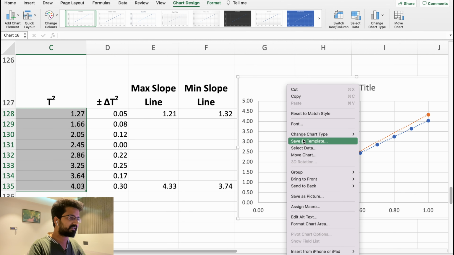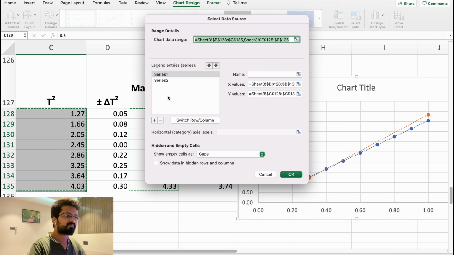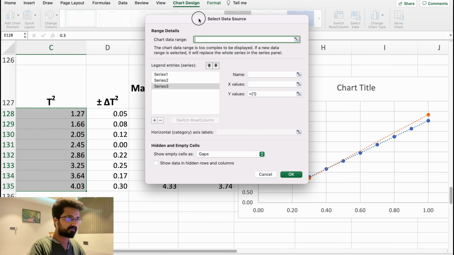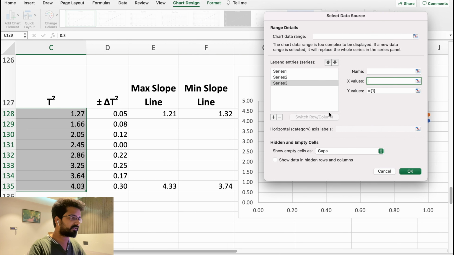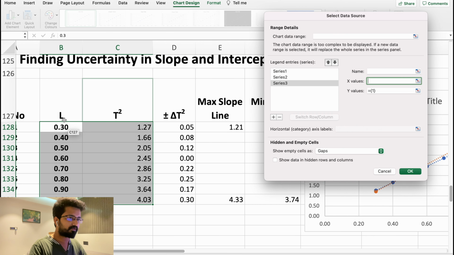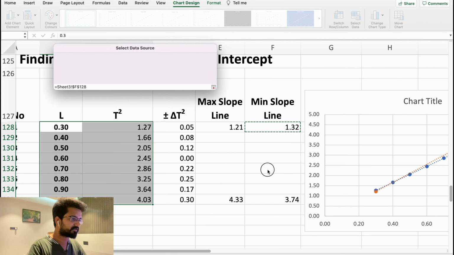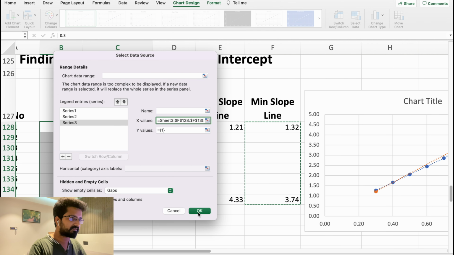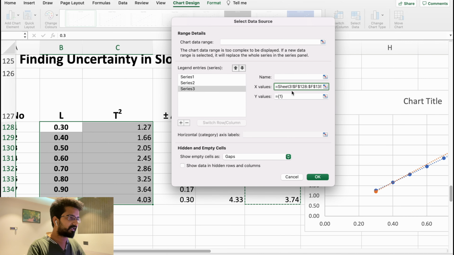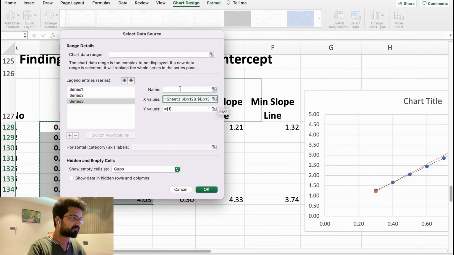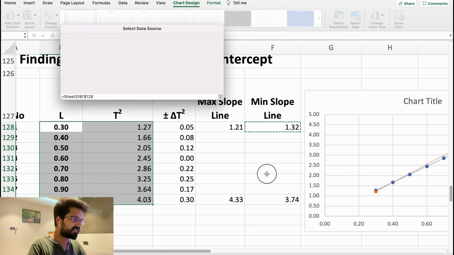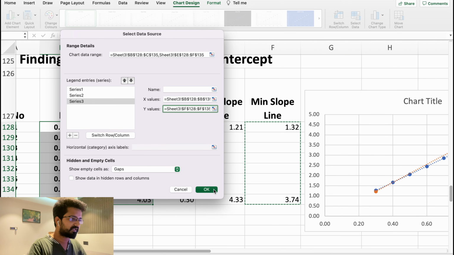Again, right click, select data, plus to add more series, because I'm adding the third series over here. X values are going to be my values of length, whereas y values are going to be my minimum slope line values. Wait, sorry, I think I made a mistake. Let me again select. X values are going to be my values of length, whereas my y values are going to be the values of my min slope line. Perfect. So click on OK.